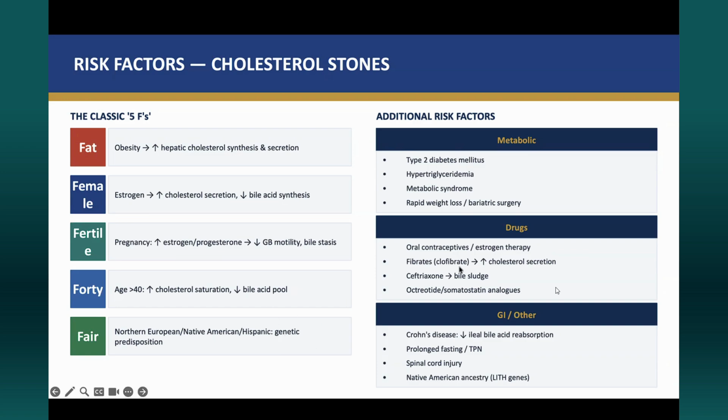There are other risk factors like metabolic syndrome, type 2 diabetes, hypertriglyceridemia, drugs like contraceptives, fibrates, ceftriaxone, octreotide, decreased motility, and GI symptoms like prolonged fasting and TPN in patients with spinal cord injury. Now, having said that, there are other pathologies that are linked with it.